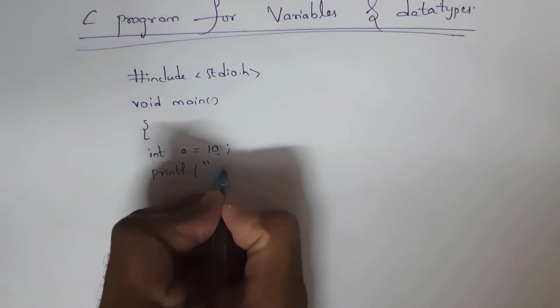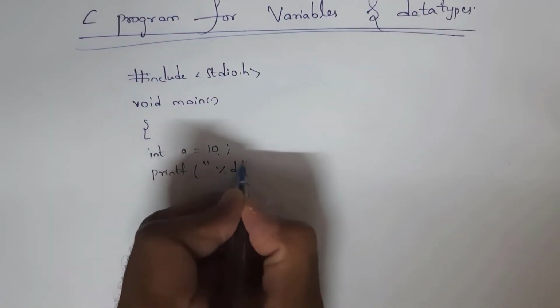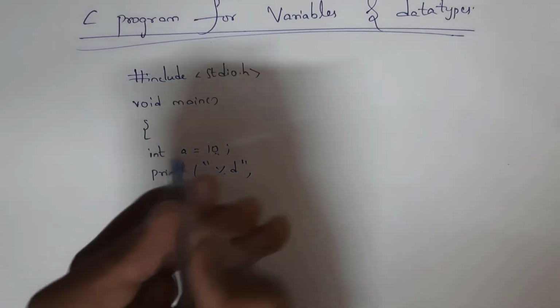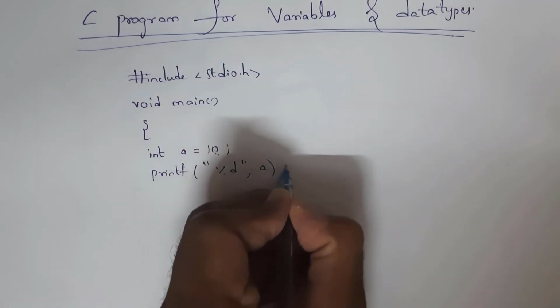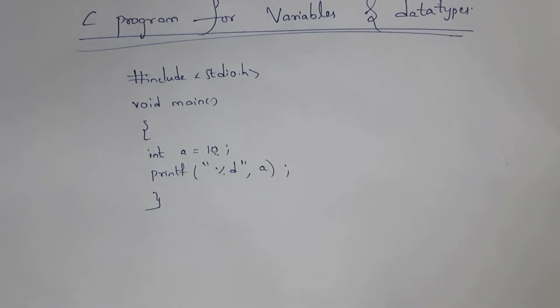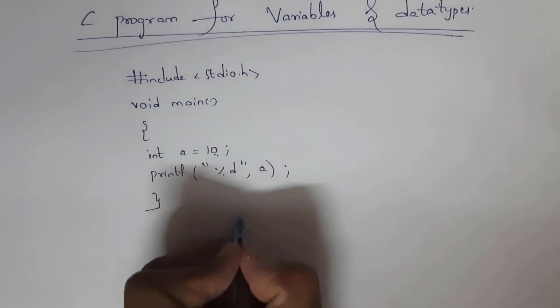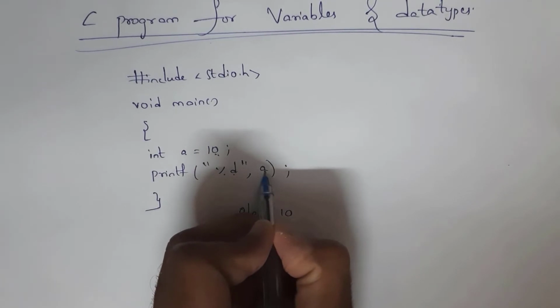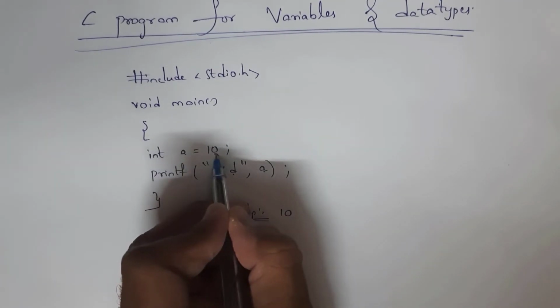So in double quotations you need to write %d, close double quotations, comma, and the value 10 is present in variable a. So you need to give here a, close bracket, semicolon, close curly bracket. Whenever you execute this program, then you will get output as 10, because the integer value which is present in variable a will be generated as output. So I will get output as 10.